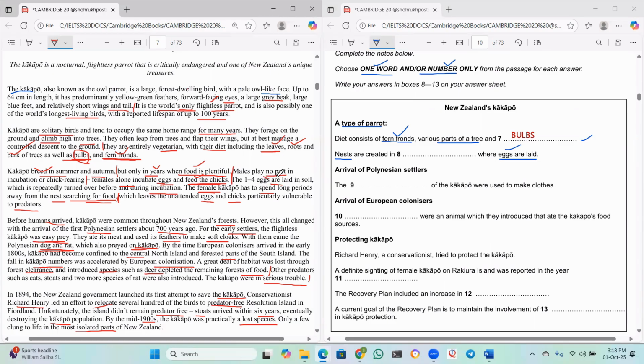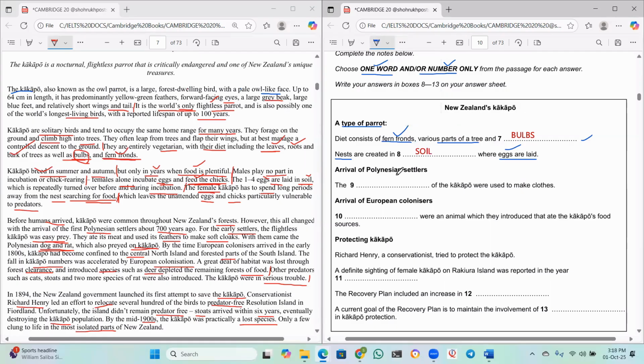So he says where eggs are laid. Eggs are laid in soil, which is repeatedly turned over before and during incubation. So where are the eggs laid? Nests are created in soil where the eggs are laid. So soil is our answer. This is a direct answer. It's very easy to pick up, right?